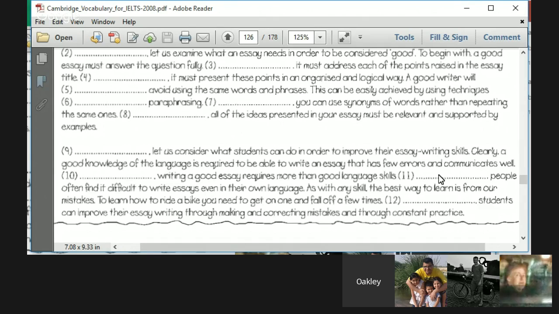What? Including? No, including people. No. I think this is kind of a contrasting idea. Or no, sorry, a concluding idea. I like something like, however, writing a good essay requires more than good language skills. Consequently, as a result, or even just a simple connector, so people often find it difficult to write essays even in their own language. You see how that fits?